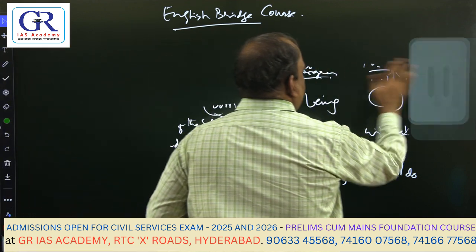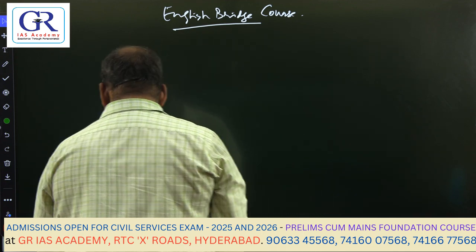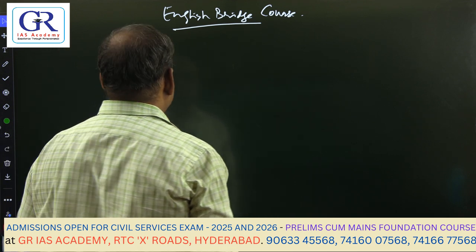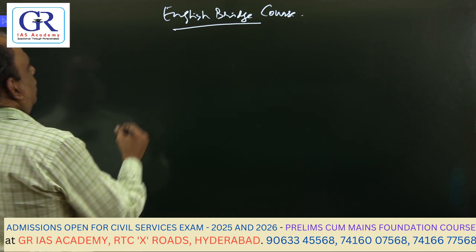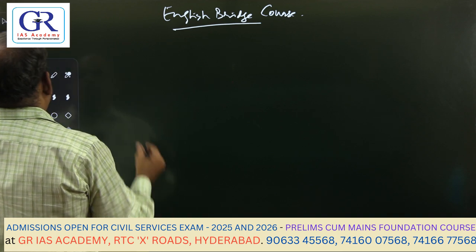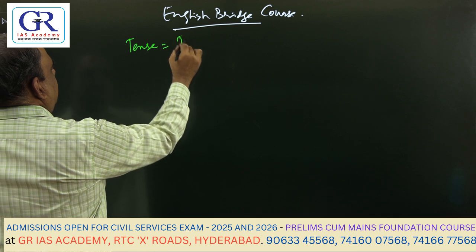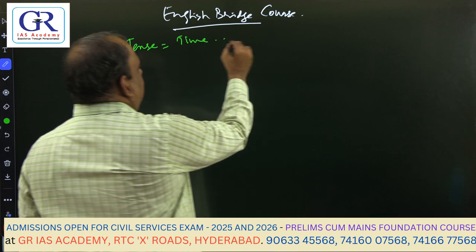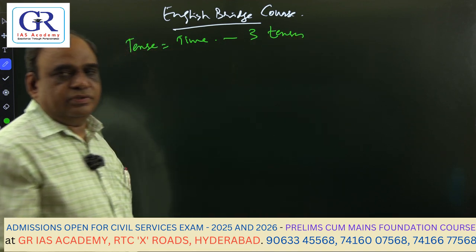So I have told you about be forms also. Right? Next. I am going into tenses. Now I told you that tense is nothing but time. Tense is equal to time. So based on this, there are broadly three tenses.